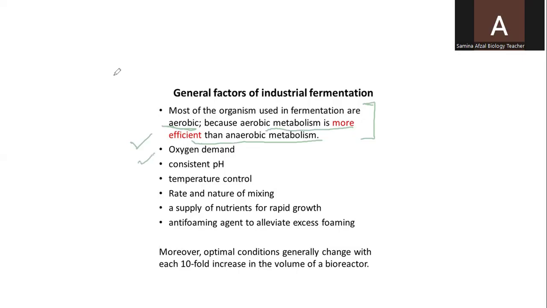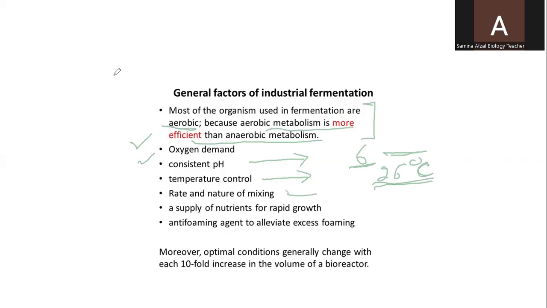And then consistent pH. If the pH we need is 6, it should be 6. It should not exceed 6 or decrease from 6. So it should be maintained. Same with temperature control. If we need a temperature of 26 degrees for the process, then the temperature should be 26 degrees centigrade.